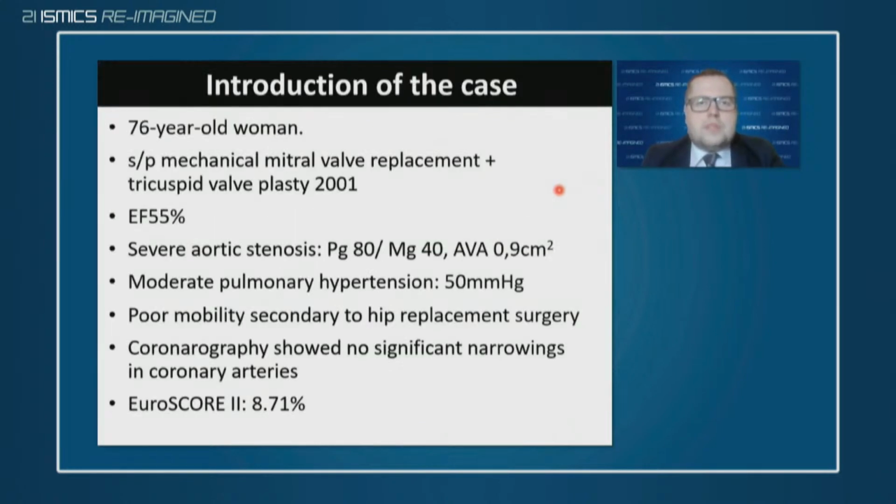This case report presents a 76-year-old woman after mechanical mitral valve replacement and tricuspid valvuloplasty 20 years ago. She was admitted to our hospital because of worsening dyspnea. Echocardiography revealed severe aortic stenosis with good function of the mechanical bileaflet mitral valve, mild tricuspid regurgitation, and moderate pulmonary hypertension. Coronarography showed no significant narrowings in coronary arteries. Due to advanced age, poor mobility, and high EuroSCORE 2, the patient was qualified for TAVI.